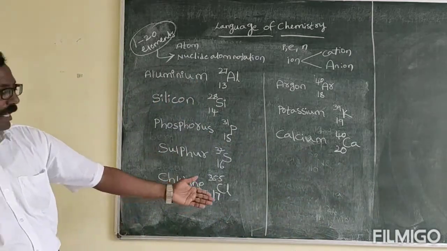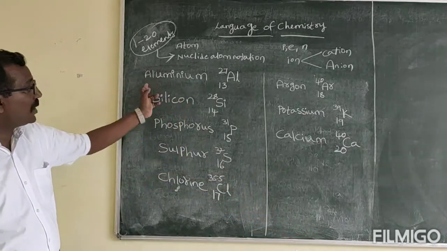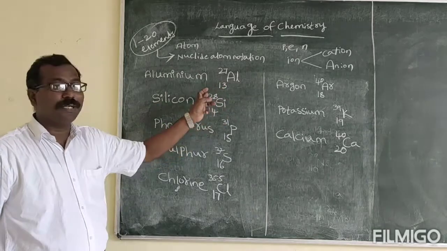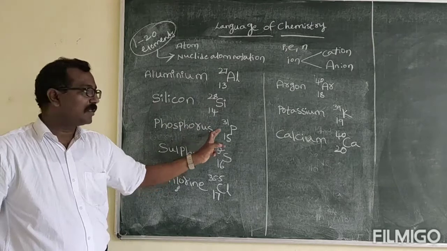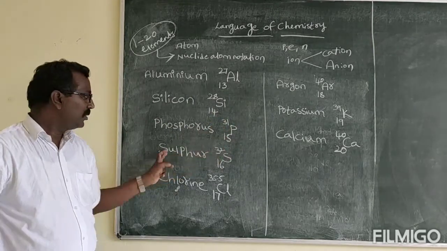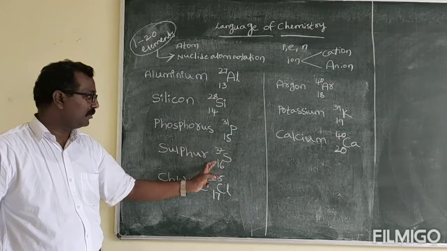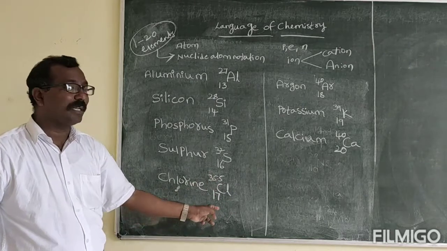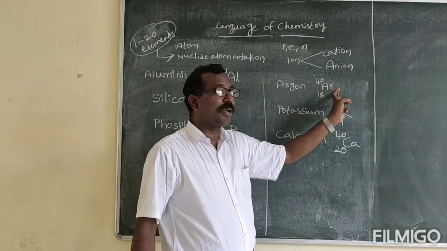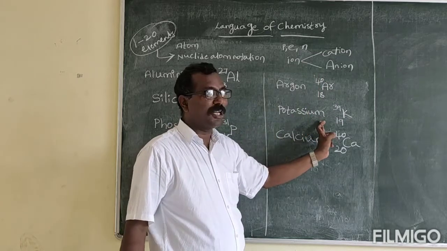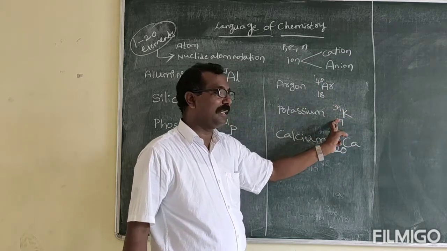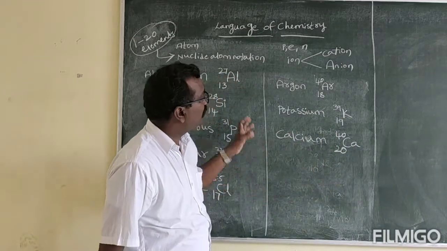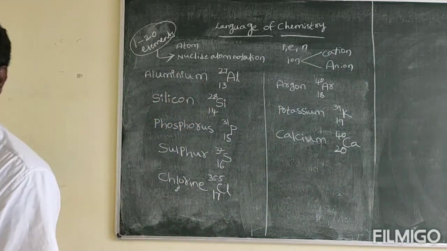Okay, in the previous I have written up to magnesium. Now aluminium Al 27 13, silicon Si 28 14, phosphorus P 31 15, sulfur S 32 16, chlorine Cl 35.5 17, argon Ar 40 18, potassium K 39 19, calcium Ca 40 20. Okay, you note down this.